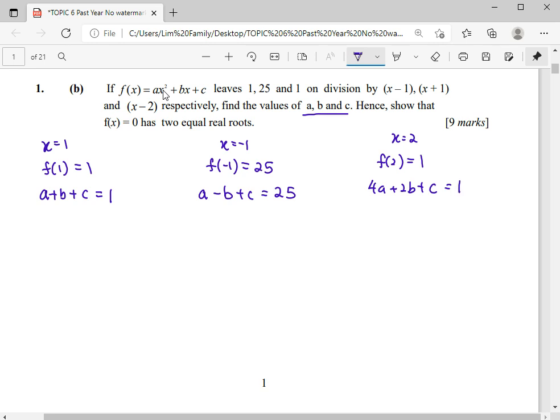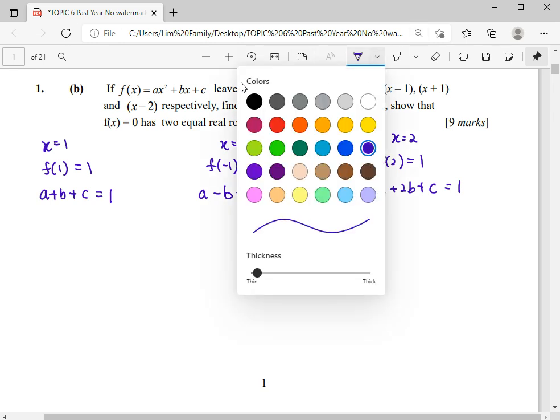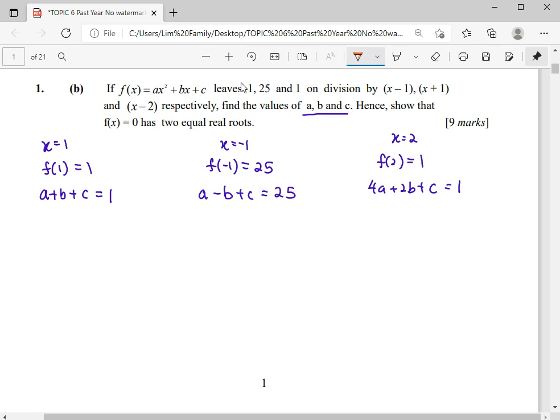So how are we going to solve this simultaneous equation? We find something that is similar. We can eliminate it first. Then kita akan dapat the remaining unknown. So you boleh nampak ini ada ABC, ini ada ABC, ini pun ada ABC. So boleh nampak dua equation ni.